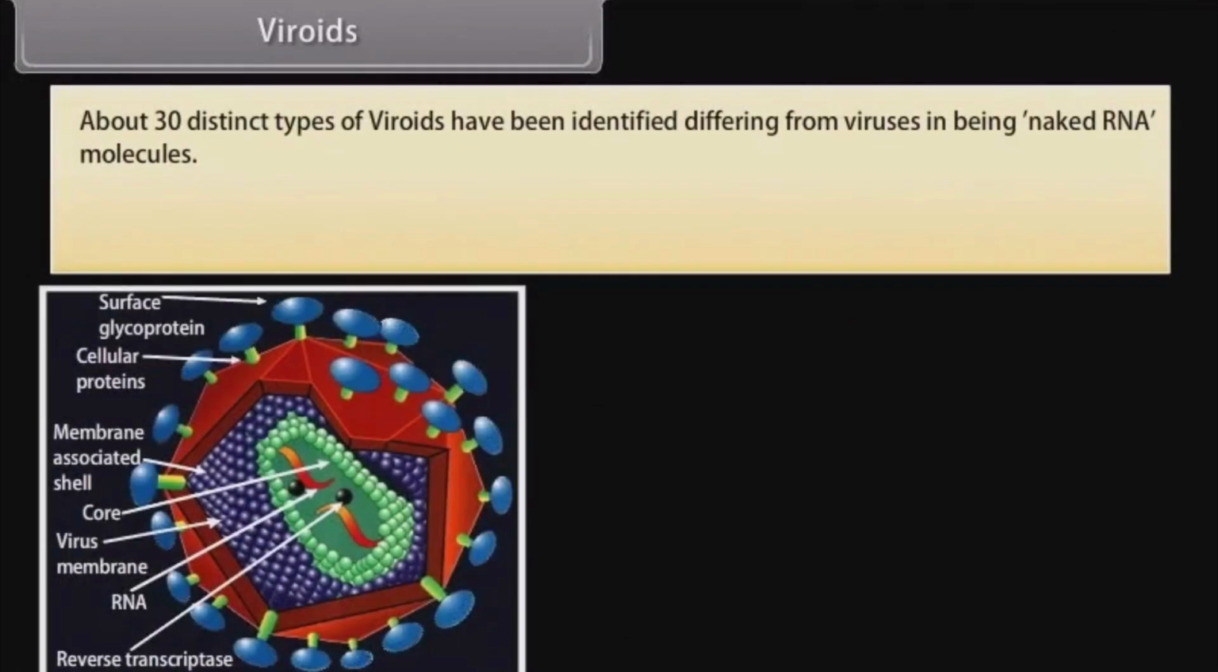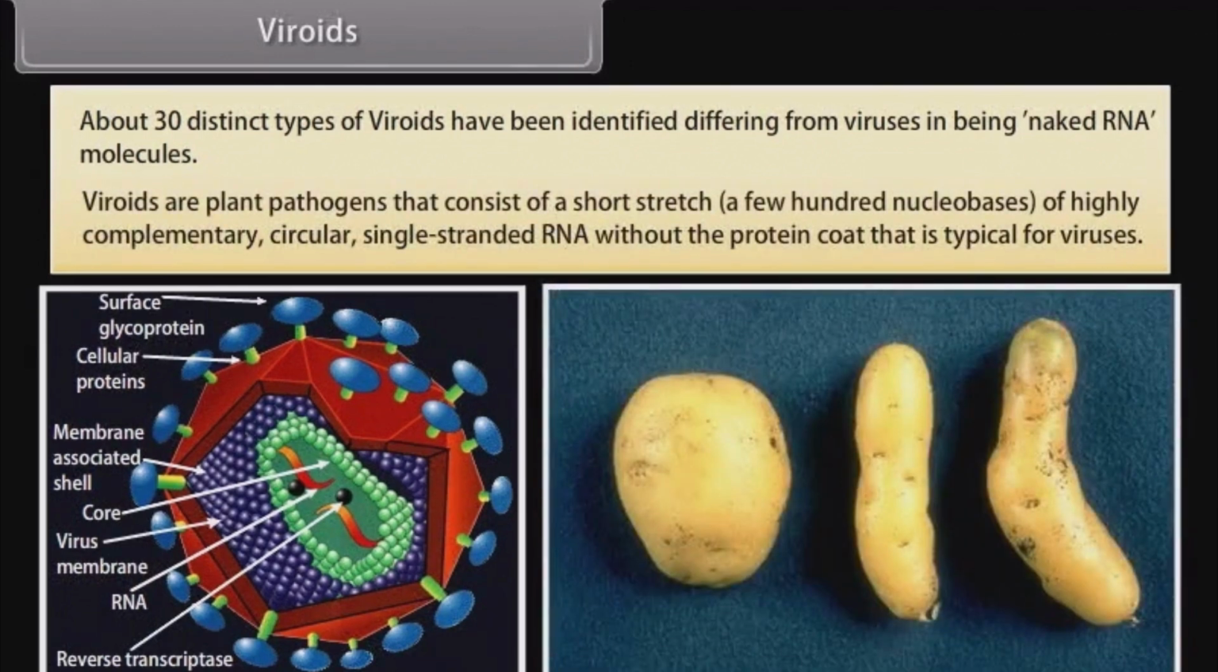Viroids. About 30 distinct types of viroids have been identified, differing from viruses in being naked RNA molecules. Viroids are plant pathogens that consist of a short stretch, a few hundred nucleobases, of highly complementary, circular, single-stranded RNA without the protein coat that is typical for viruses.